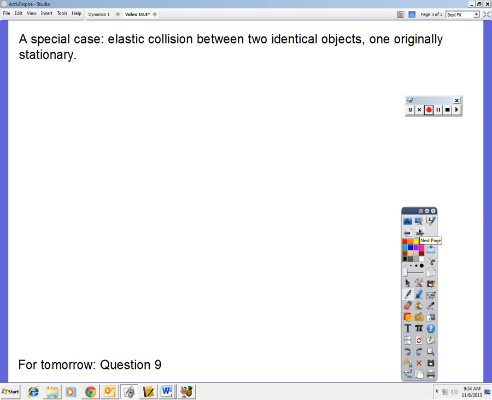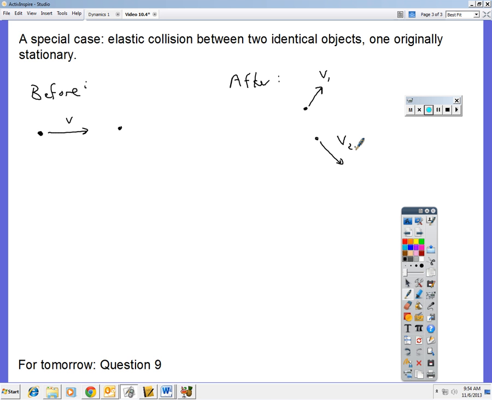But before you start working on question 9, I want to look at a special case, and that is an elastic collision between two identical particles and one of them is originally stationary. So before the collision, you have particle 1 moving with speed v, particle 2 stationary. After the collision, you have particle 1 moving in that direction, speed v1, particle 2 moving kind of that direction with speed v2. And we want to know, there's something we can see about v1 and v2.